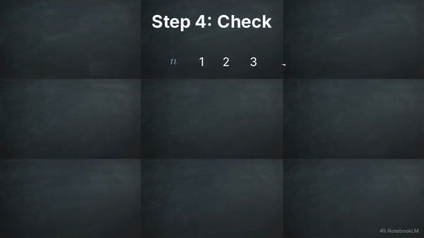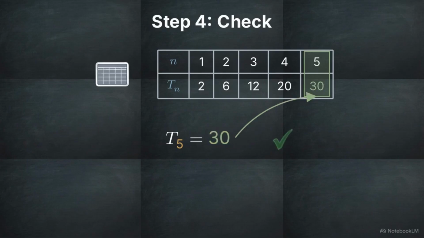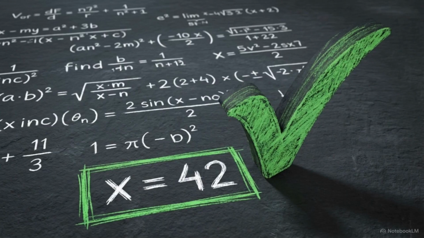We need to test our rule against a value further down the table. Let's look at the 5th position, where n equals 5. We plug 5 into our formula, which gives us 5 squared plus 5. 5 squared is 25, and adding 5 gives us 30. This matches our table value perfectly. Verifying the formula against a known term confirms that the rule is accurate and works for the entire sequence. You have successfully identified the rule for this sequence, Tn equals n squared plus n.